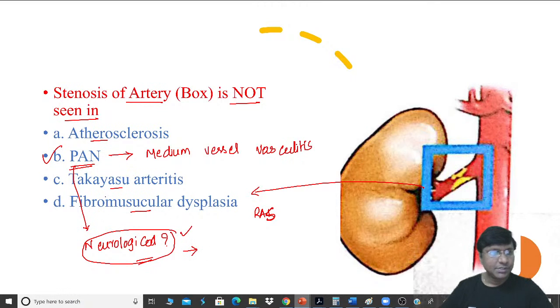The neurological manifestations of polyarteritis nodosa include mononeuritis multiplex. Any individual nerve in multiple areas can get paralyzed or affected. That is what is called mononeuritis multiplex.